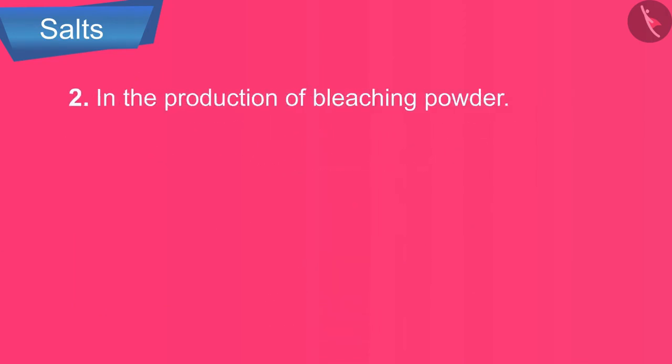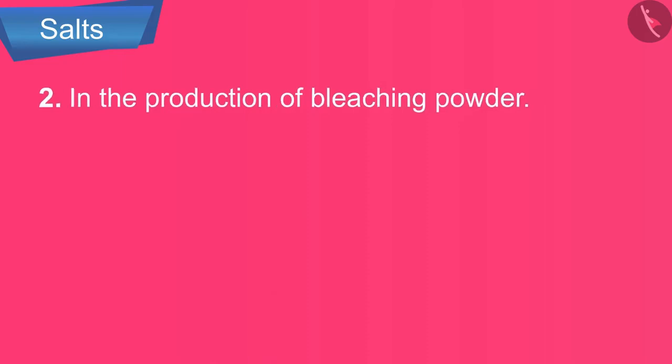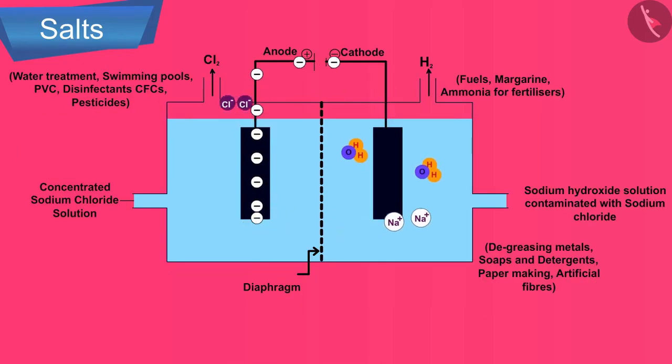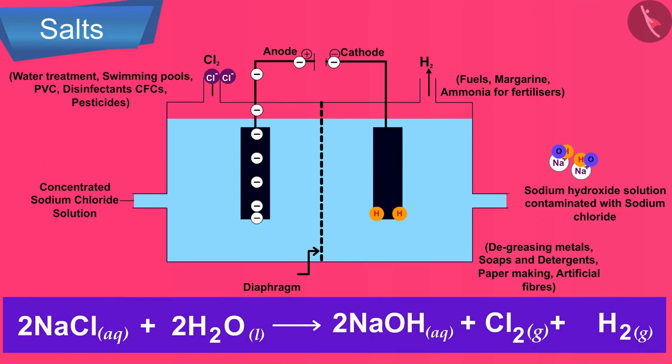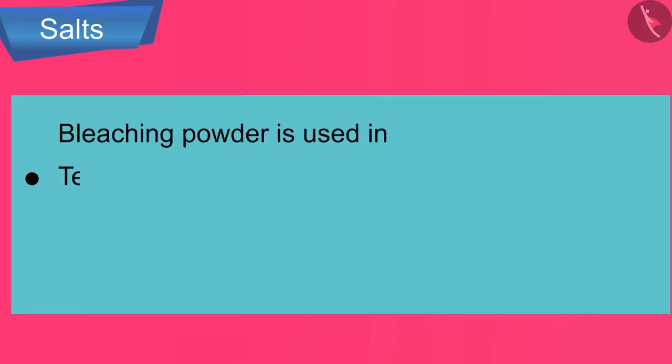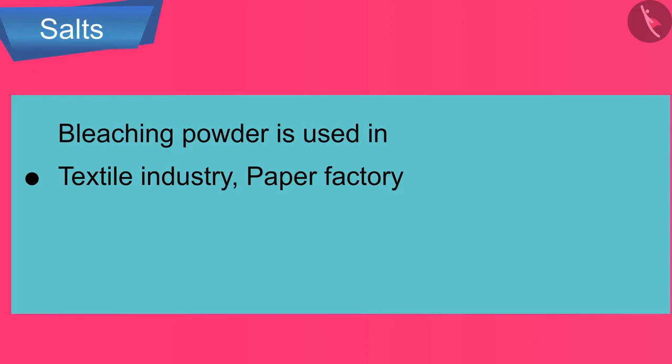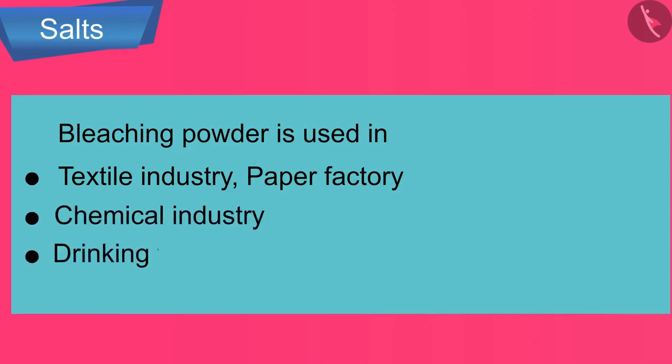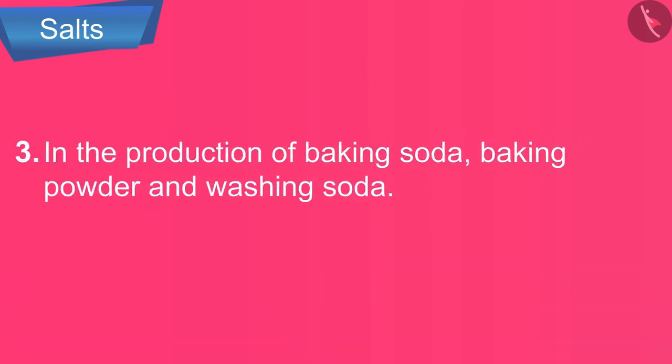2. In the production of bleaching powder. The electrolytic decomposition of sodium chloride produces chlorine gas, which is used in the production of bleaching powder. Bleaching powder is used in the textile industry, paper factories, the chemical industry, and in drinking water to get rid of bacteria. 3. In the production of baking soda, baking powder, and washing soda. So friends, in this video, we studied salts.